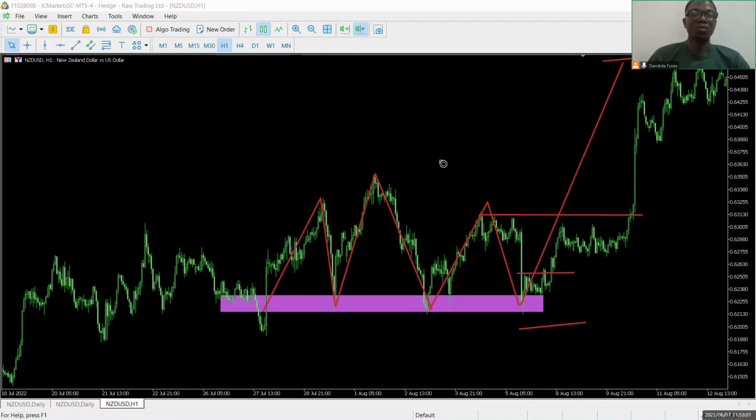resistance. Either way, we can place trades with them and still soak ourselves in very good trades and very good profits.